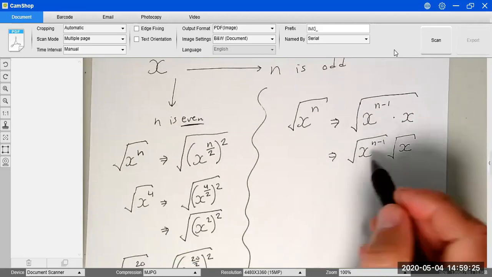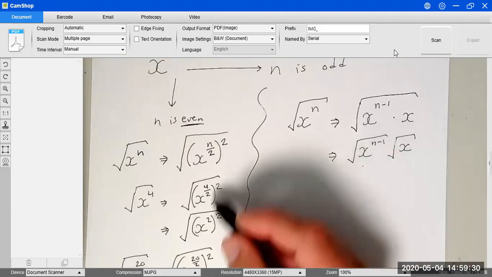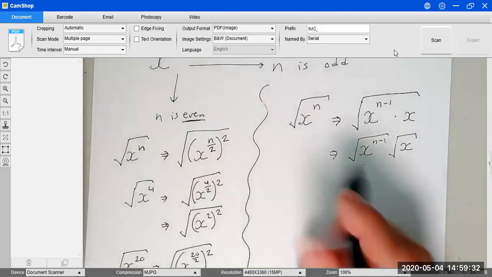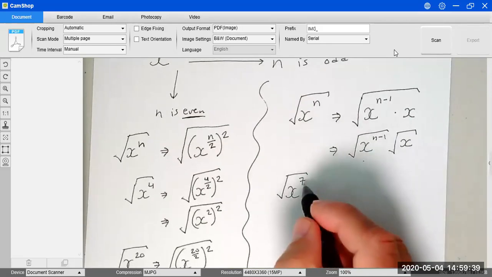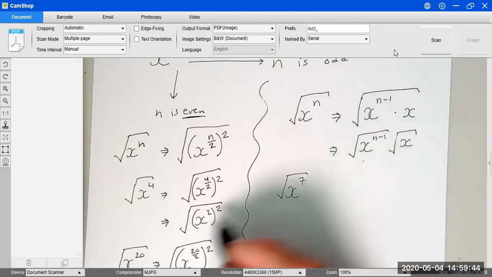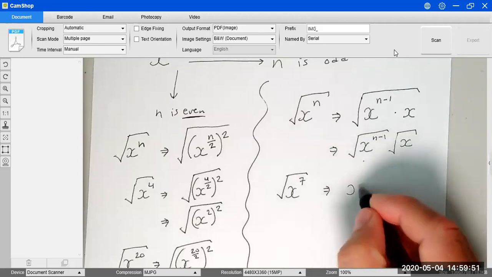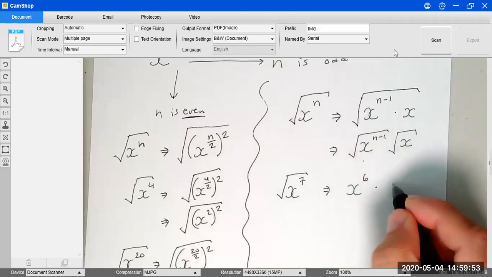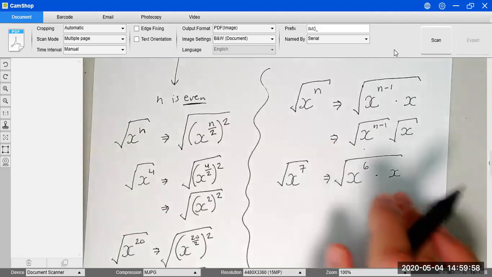And then you proceed. This is now an even number, n minus 1, then you're going to do all these steps. So for example, if you have x to the 7, and you're going to take the square root, in this case 7 is an odd number, so you cannot divide 7 by 2 like in these cases. So in this case you're going to subtract 1 from 7, so you're going to write x to the 6 times x.